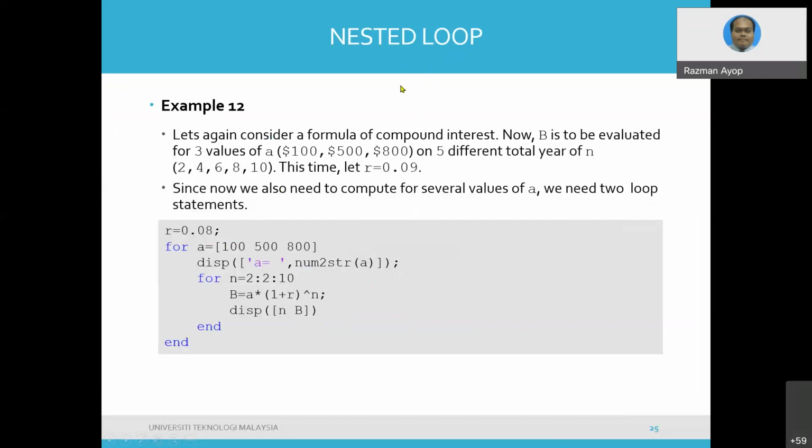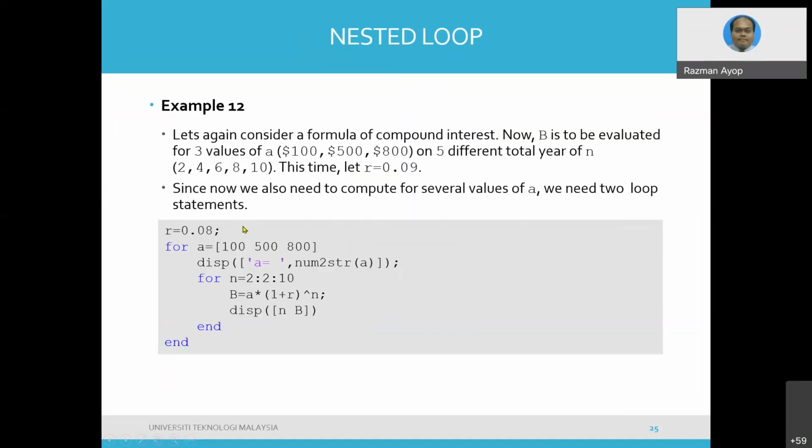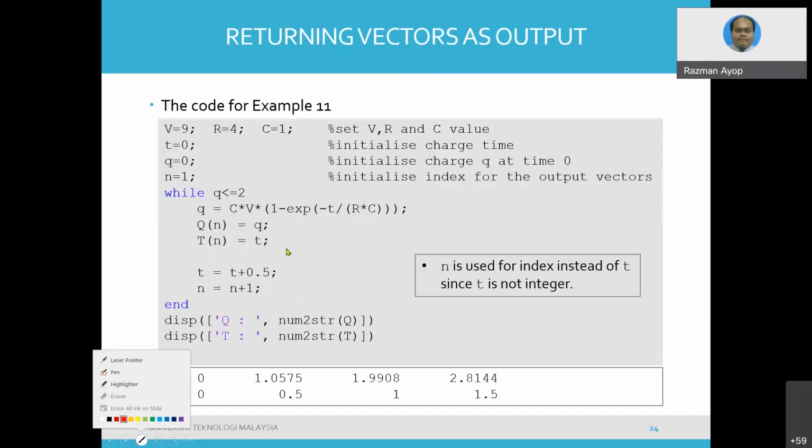Why do you want to do nested loop? If you have multiple parameters that you want to change. Last time you can see here, you only want to change the time. So change only one parameter. Other than that is the constant. And this is the output. So output, of course, is changing, but the manipulated parameter is only one.